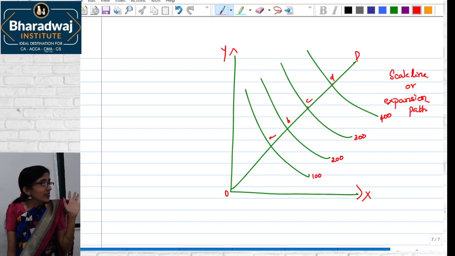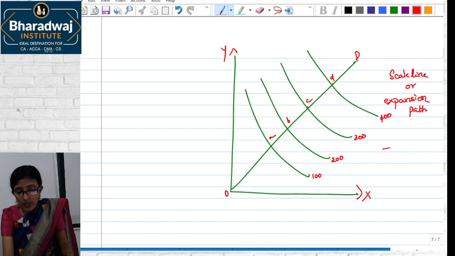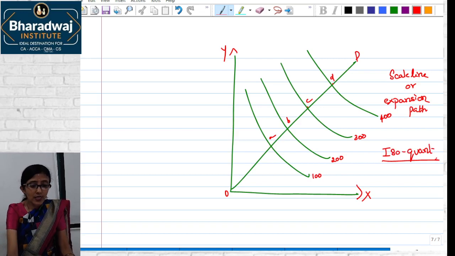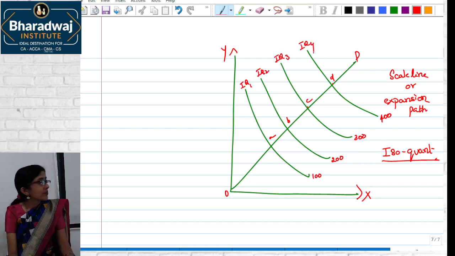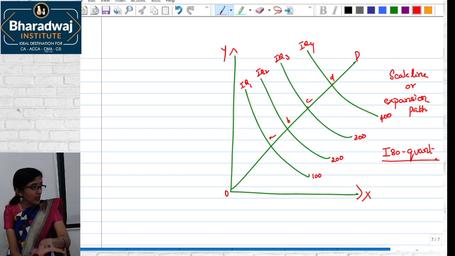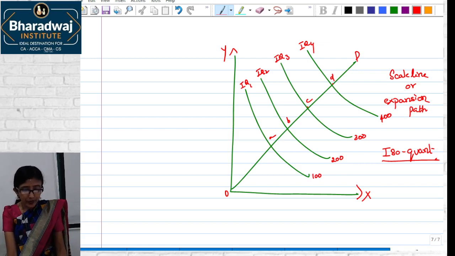And what are these curves known as? Iso. Iso point. Yes, look at this. IQ1, IQ2, IQ3, IQ4. Can you understand, my dear students? In the class we did this exercise. You remember this diagram at least in your mind? Yes. Okay.